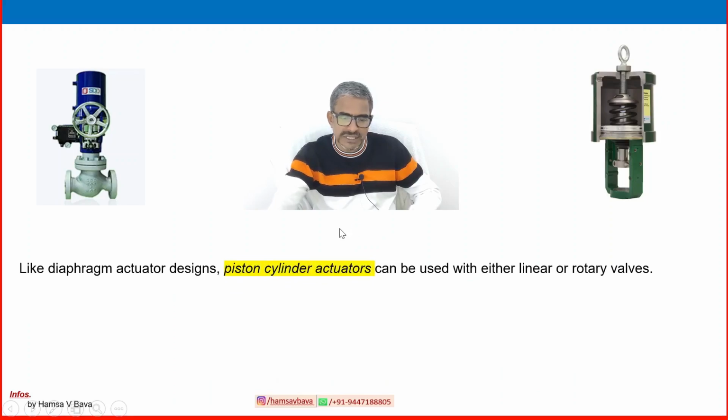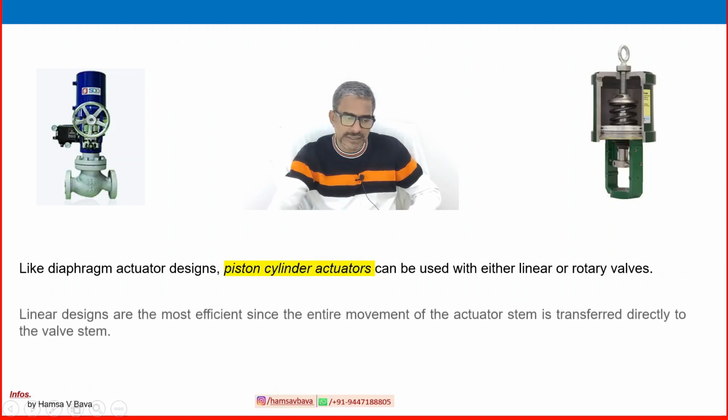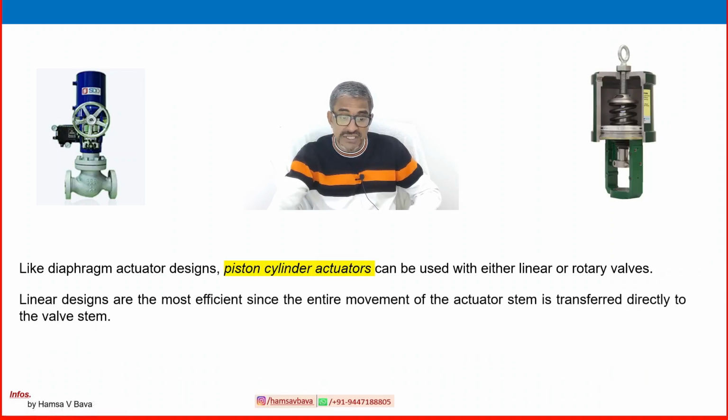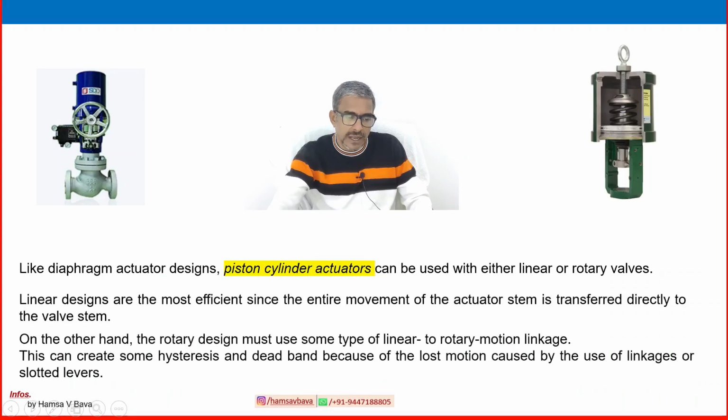Like diaphragm actuators, piston cylinder actuators can be used with either linear or rotary valves, both are possible. Linear designs are most efficient since the entire movement of the actuator stem is transferred directly to the valve stem. On the other hand, the rotary design must have some type of linear to rotary motion linkage. This can create some hysteresis and dead band because of the lost motion caused by the use of linkages or slotted levers.